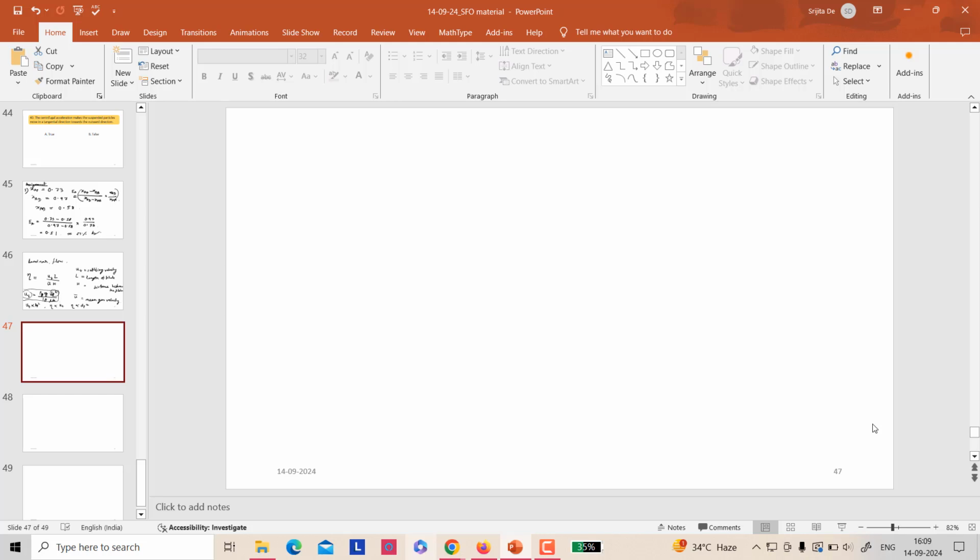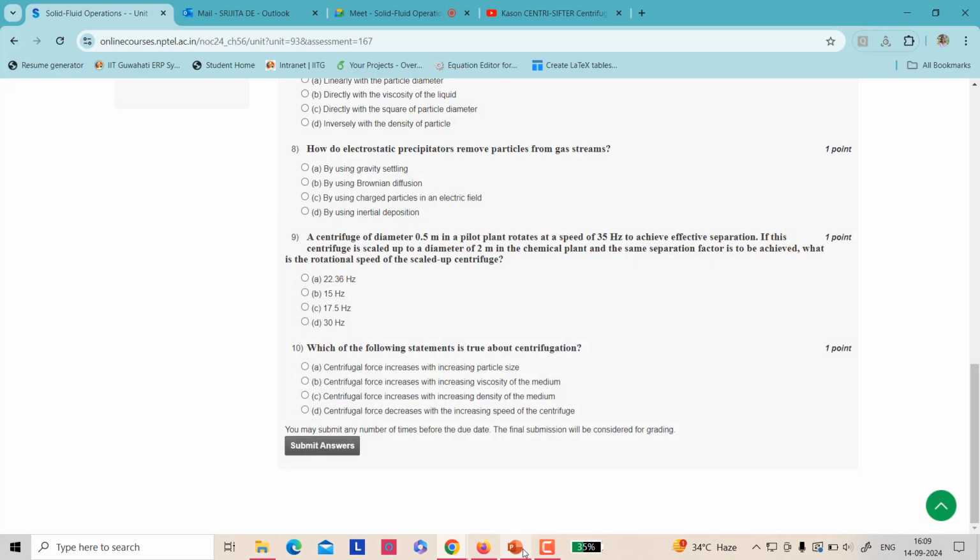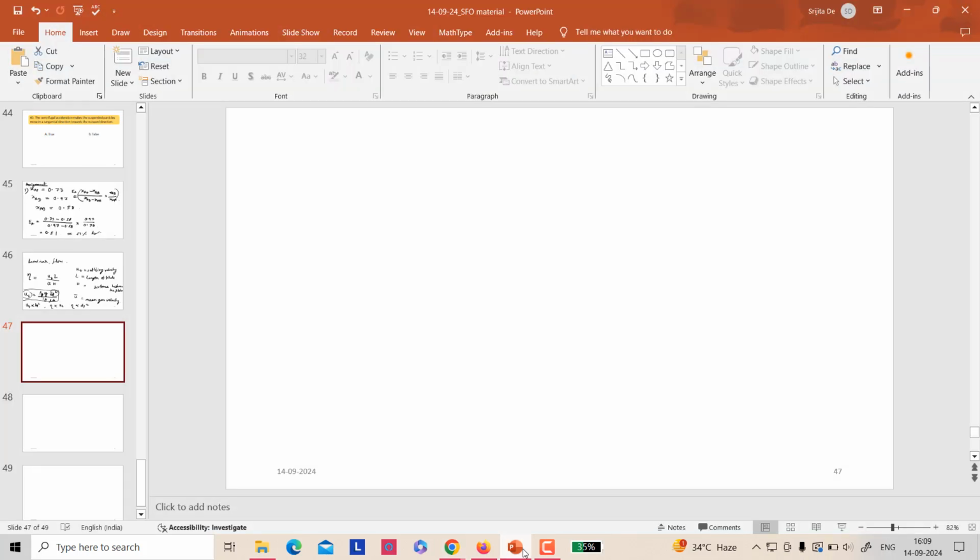So here, what is the question? The question is: a centrifuge of diameter 0.5 meter in a pilot plant rotates at a speed of 35 hertz. So from the basics, you first want to know what the centrifuge principle is. If you remember this, you can easily calculate. The centrifuge principle is, inside a centrifuge, the particles are rotating like this.